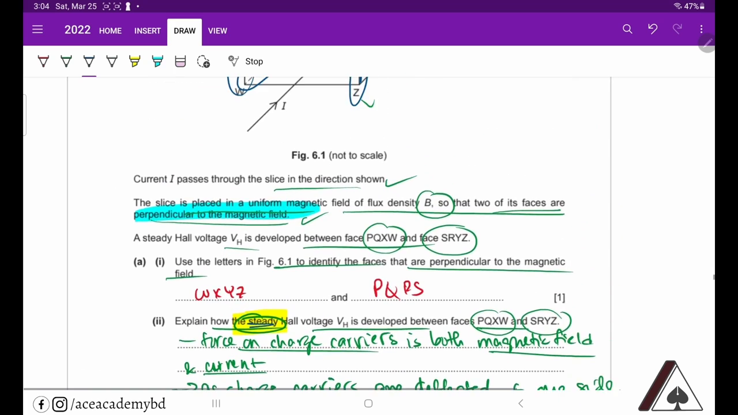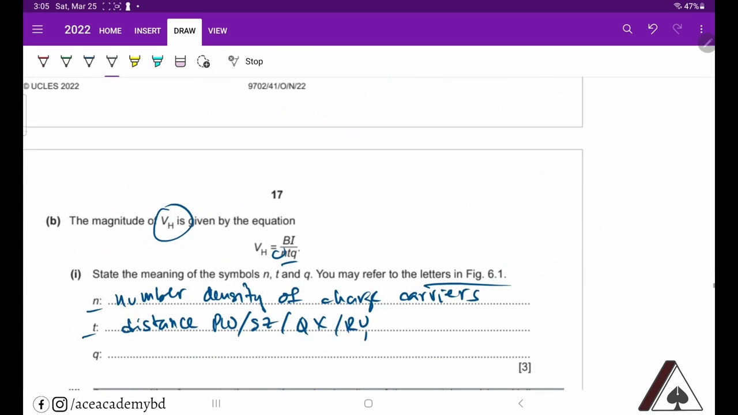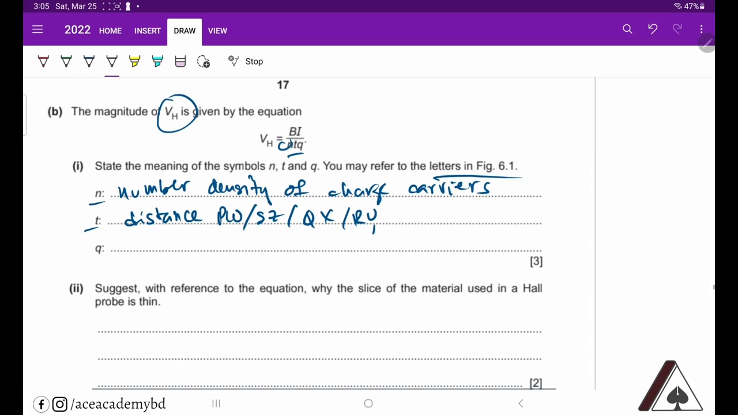Why is this distance the thickness? An easy way to remember this is to consider whichever plate the electrons have accumulated in. Since these are the plates in which the electrons have accumulated, this height is our thickness. This height, and this height. So this is an easy way to remember or answer these questions fast.